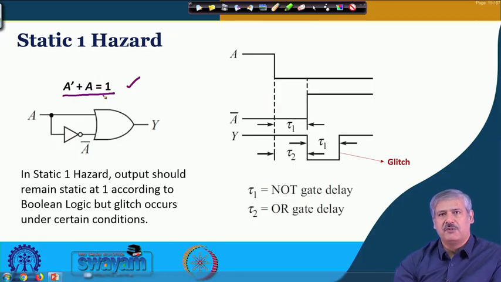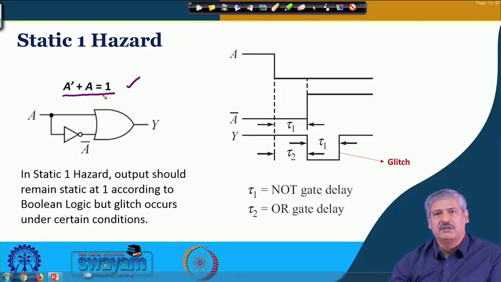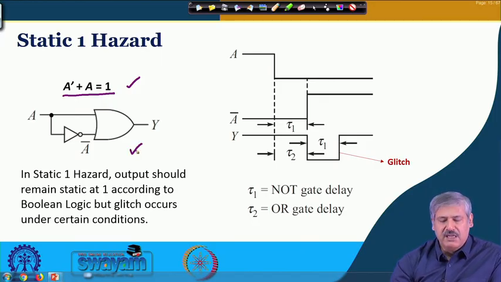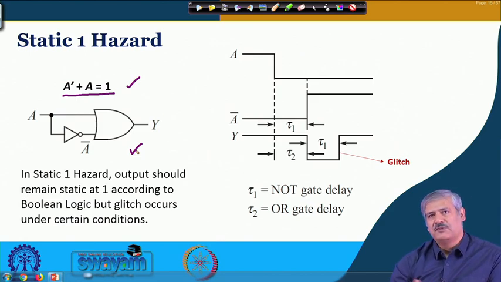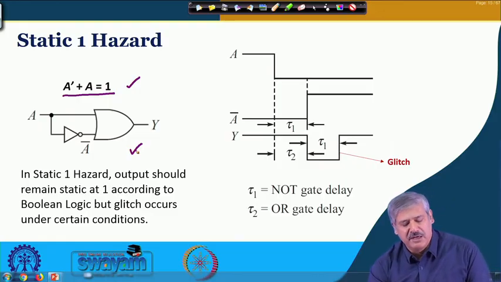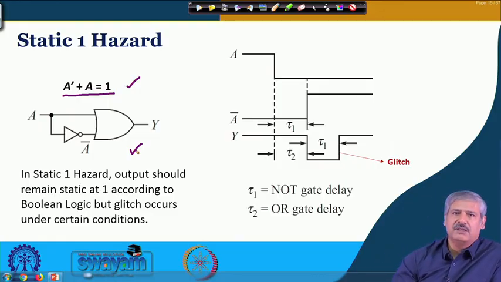If this kind of expression is there, and you look at the corresponding circuit-based realization, this is the essence of it. Finally, it boils down to a reduced circuit like this. There may be additional gates, so those delays will be considered, but this is the basis of the static 1 hazard that is occurring.